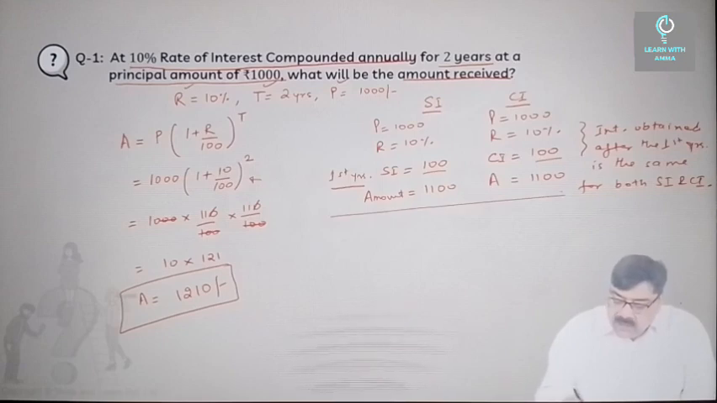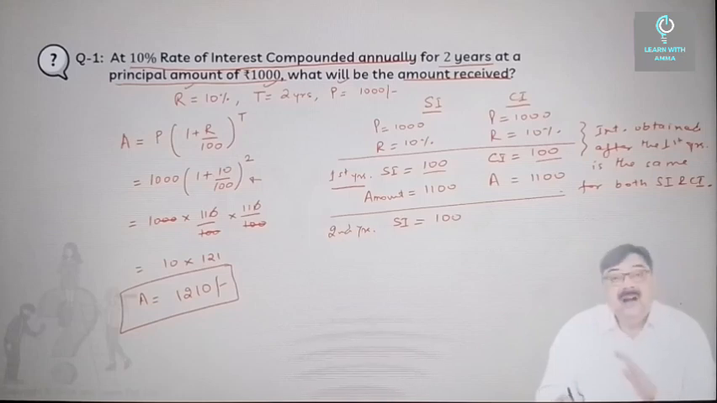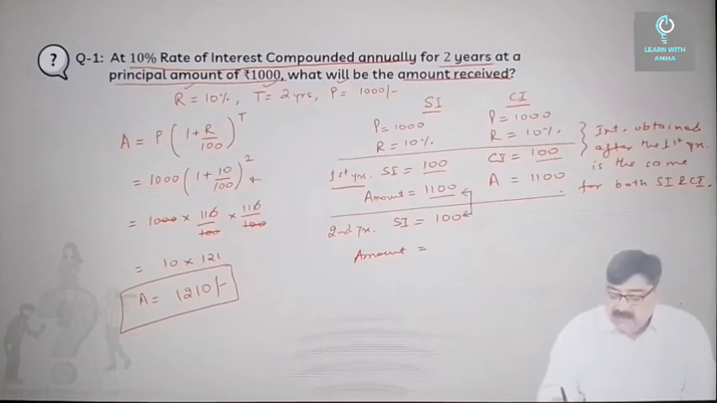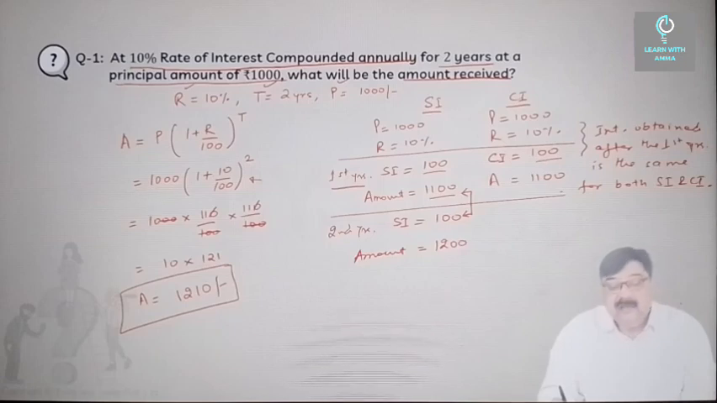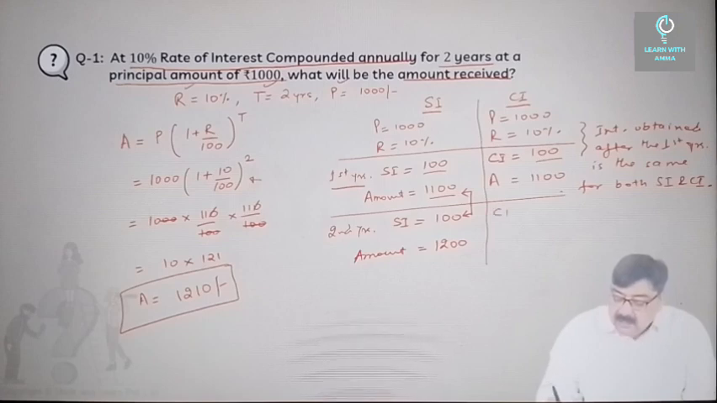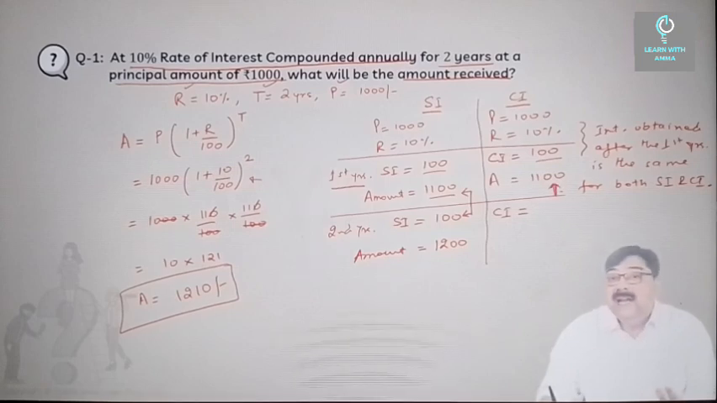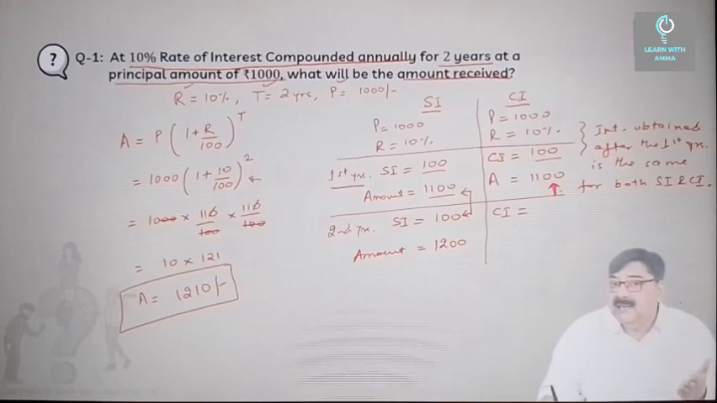Now, let's talk about the second year. In the second year, simple interest is again flat 100 rupees. It is going to be charged on the principal sum. Now the amount obtained is another 100 rupees added on to 1100. These two figures get added. So what we get is 1200. But in the case of compound interest, in the second year, the compound interest that we will obtain will be on the amount of money that we get at the end of the previous year.